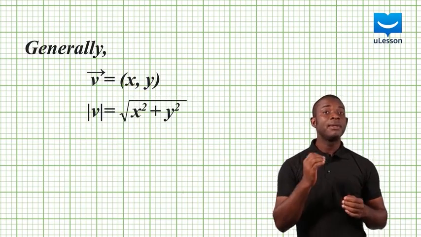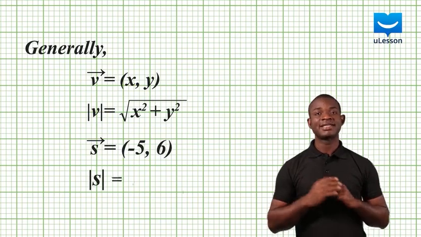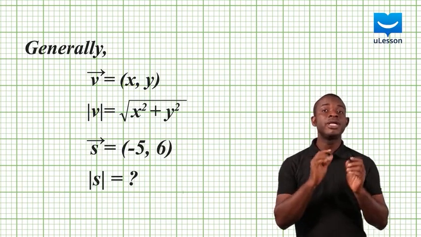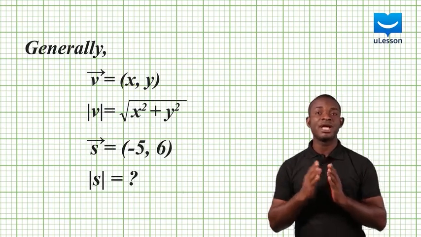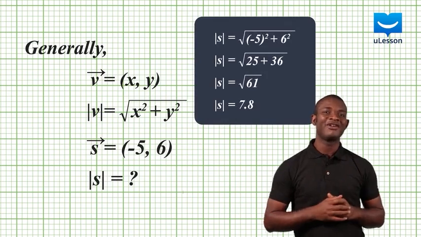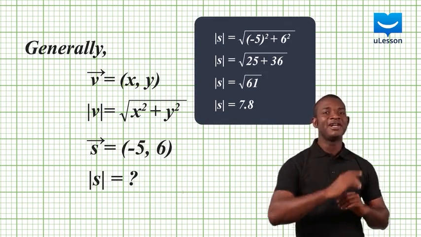Can you tell me the magnitude of vector s with components minus 5 and 6? Remember that all you need to do is find the square root of the sum of their squares. If you got 7.8, then you are right. Why don't you calculate the magnitude of 20 vectors you can find in your textbook?